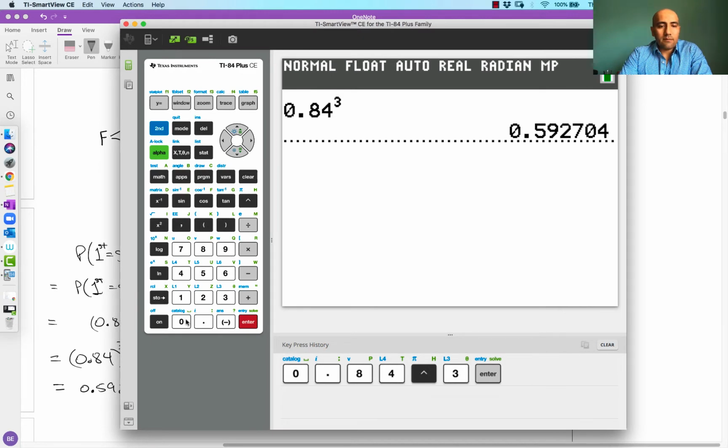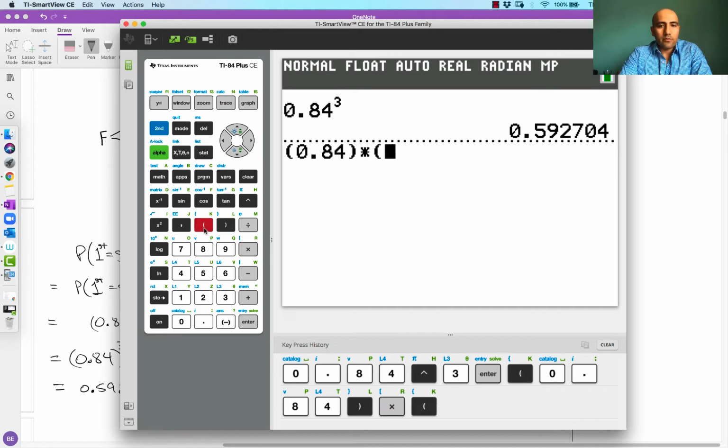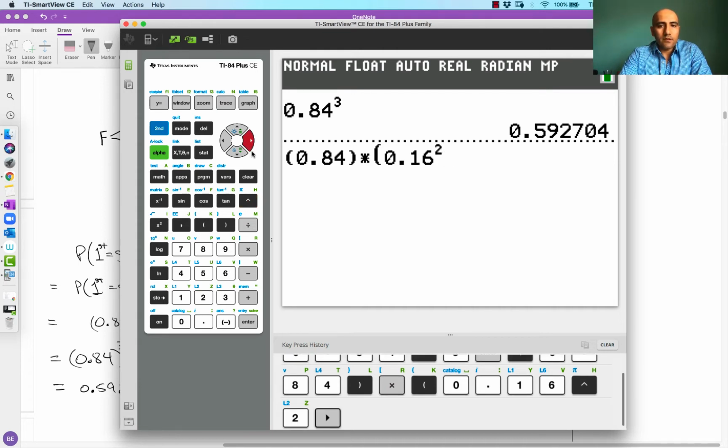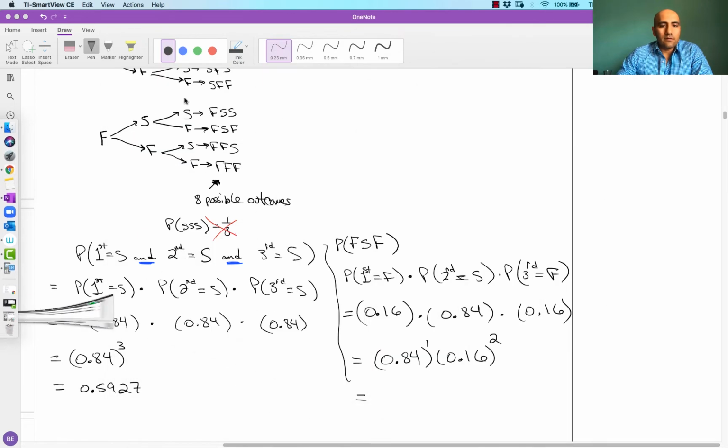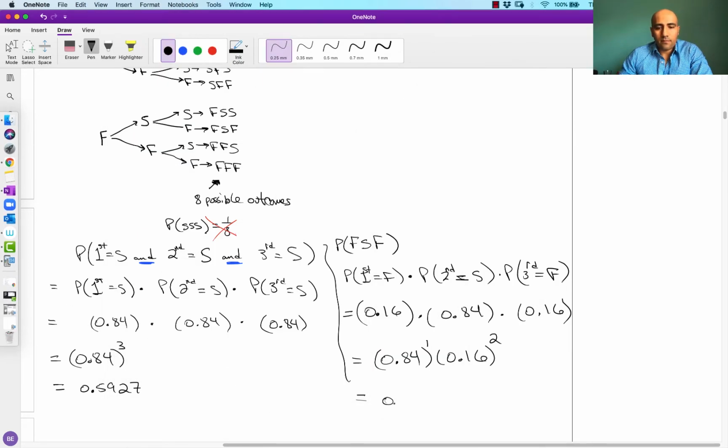So it's 0.84 times parentheses 0.16 to the power of 2 close parentheses, and so here we get 0.0215. So a pretty small chance that this can happen.